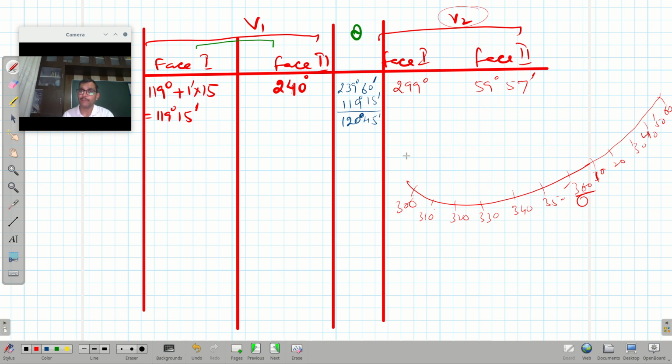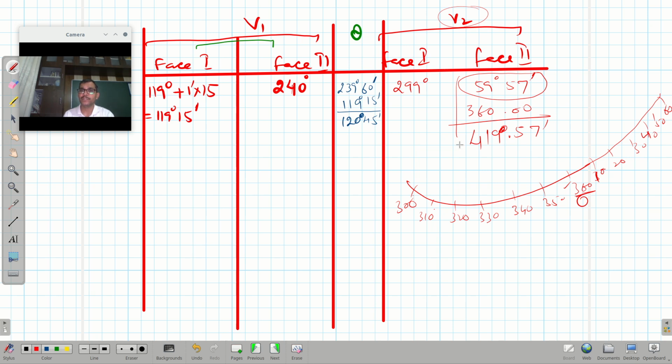So that means we have crossed 360 when I am moving from phase 1 to phase 2 for vernier V2. I am moving from 300 to 360 and so on, and then again coming out to be this one. So what should I do? I have to add 360 to this one. When I add 360 to this one, what I am getting is 419 degree and 57 minutes. That's what we are getting here.